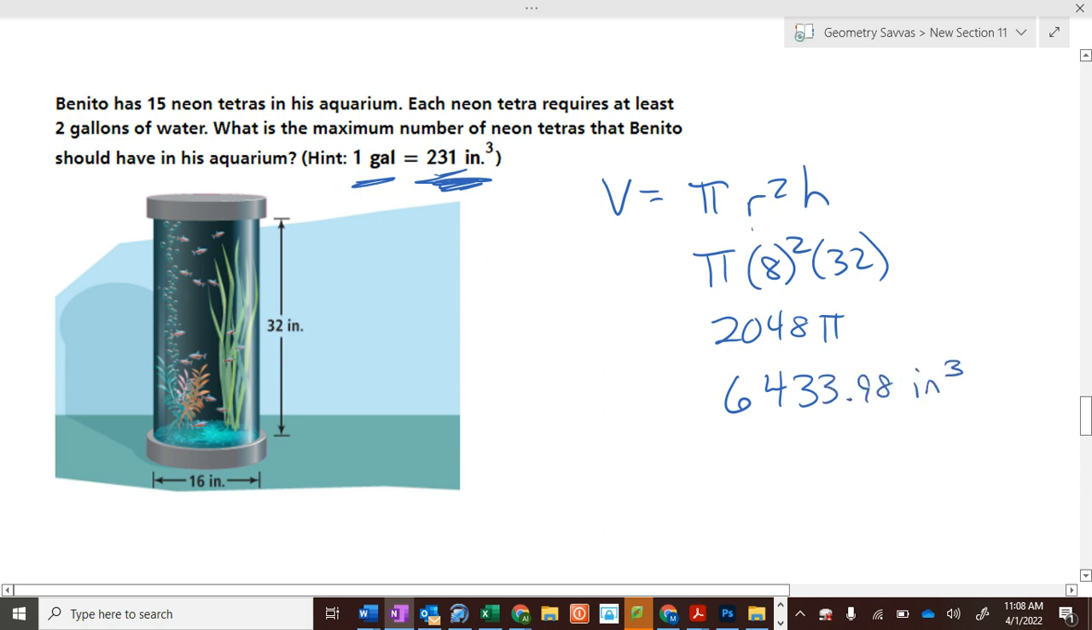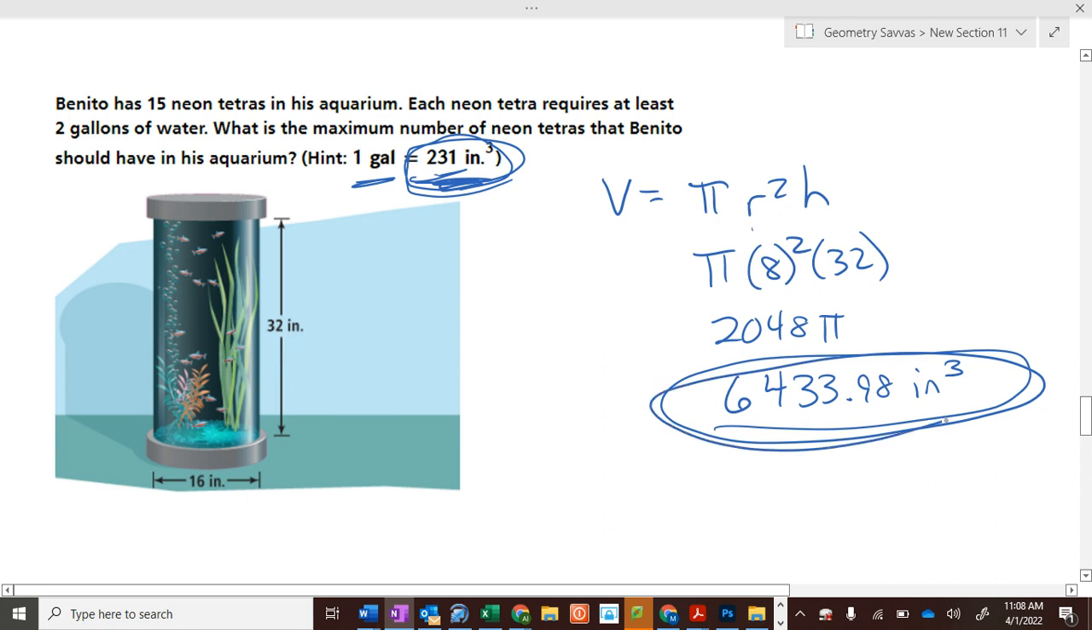All right. So, how many gallons fits into that aquarium if each gallon is 231? Tyler, pay attention. So if the container holds this many cubic inches and there's this many cubic inches in a gallon, what would you do? Divide by 231. So take this, divide by 231. What do you get? If you don't round the pi, it's exactly 28 gallons.